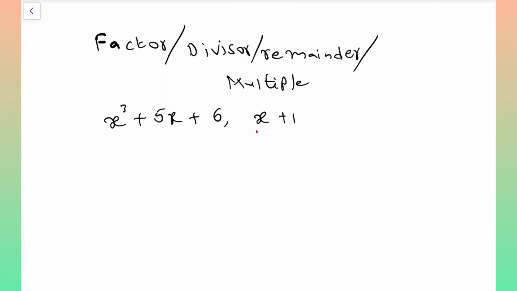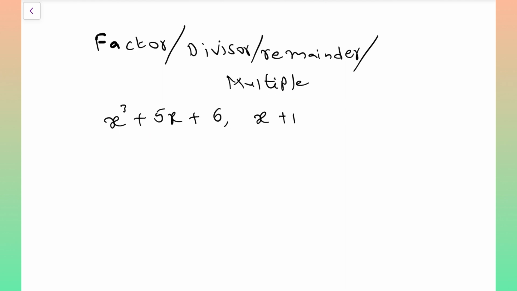Check whether x plus 1 is a factor of x cube plus 5x plus 6 or not. Next, same concept, another question. Check whether x plus 1 is a divisor of x cube plus 5x plus 6 or not. Same question, same concept. The next question is, check whether x cube plus 5x plus 6 is a multiple of x plus 1 or not.